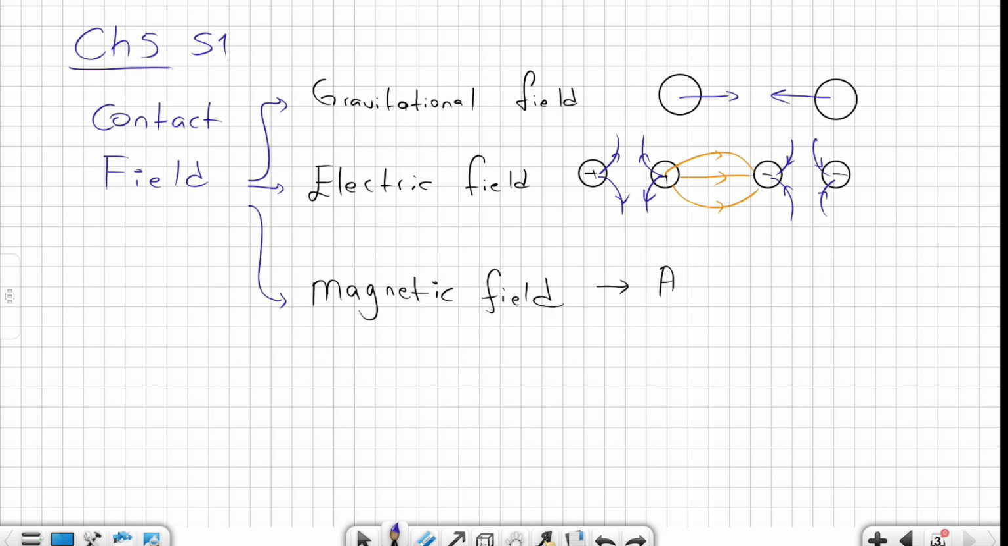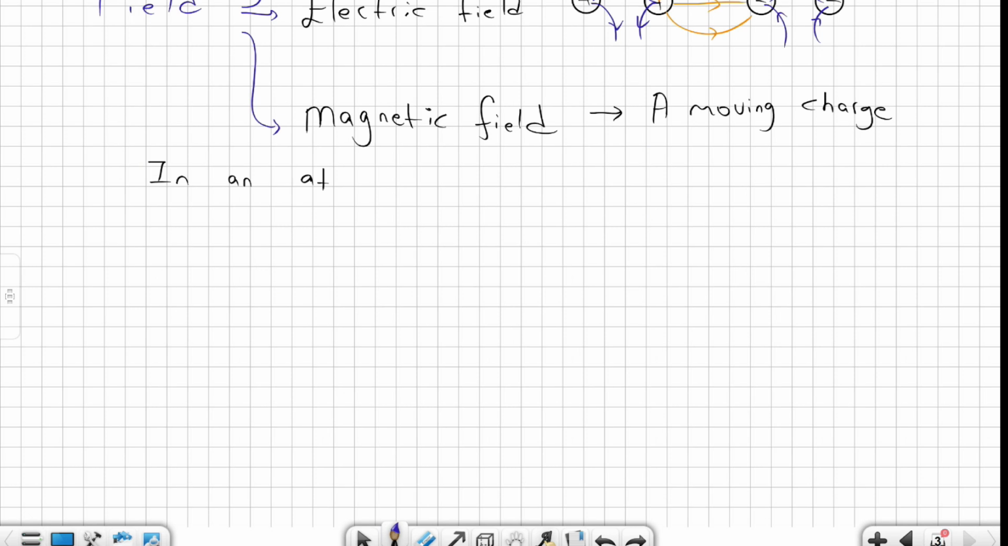What is the source of magnetic field? The source of magnetic field is a moving charge. Again, the source of magnetic field is a charge, but the charge must be moving. Inside an atom, we have two types of movement of electrons. The first one is the spin of electron around itself, and the second one is orbiting of the electron around the nucleus. Both will produce a magnetic field for the atom.